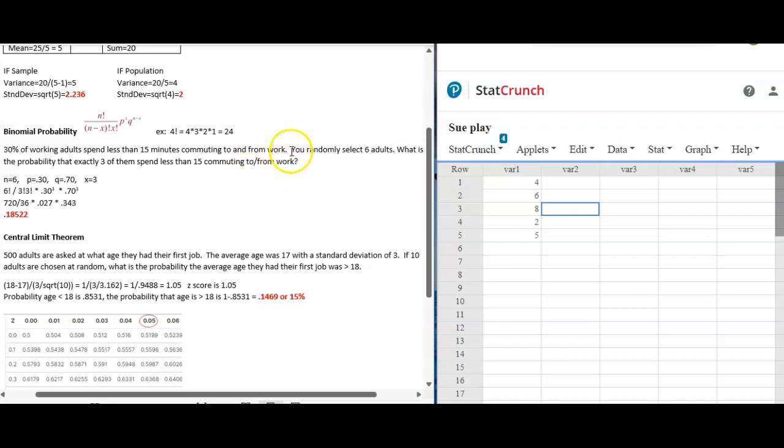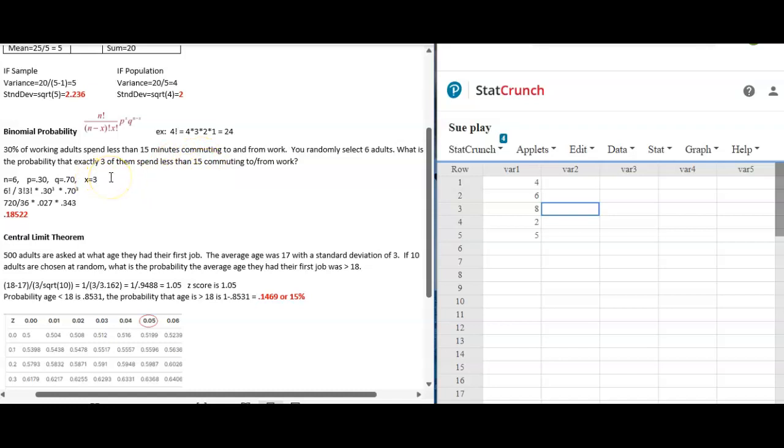So the number of trials we have is the number of adults that we are asking. So 6 is n. Our probability of success in this example is 30%. It is defined as spending less than 15 minutes commuting to and from work. That success could be defined as anything, but we are being told that the probability of that is 30%. So that is our probability of success, or P. Q is 1 minus that, so it's 70%, or 0.70. And X is how many we are asking about: that exactly 3 of them spend less than 15 minutes commuting to and from work. So 3 is our X.